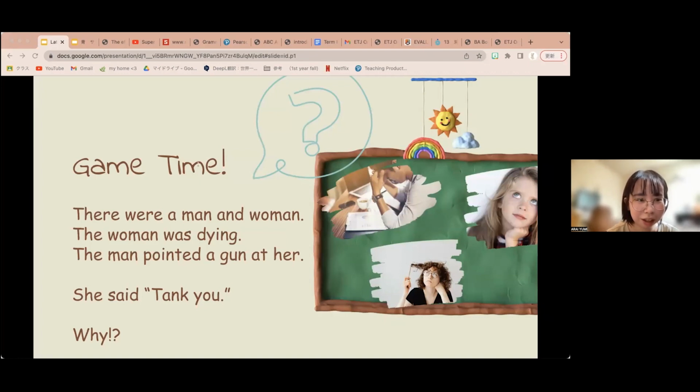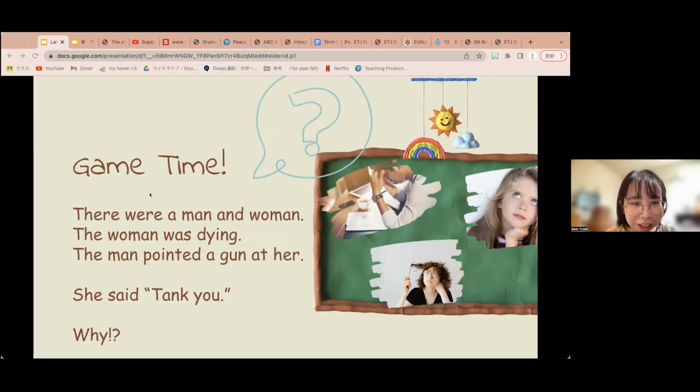So, okay, let me read it through first. Okay. There were a man and woman. The woman was dying. The man pointed a gun at her, but she said, thank you. Why? So this is a kind of puzzle.